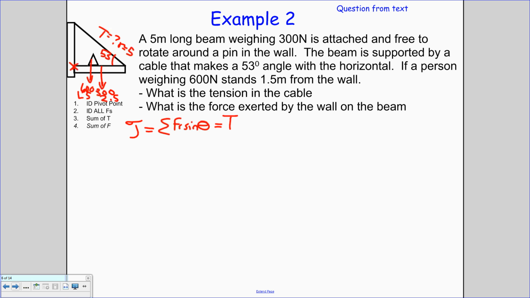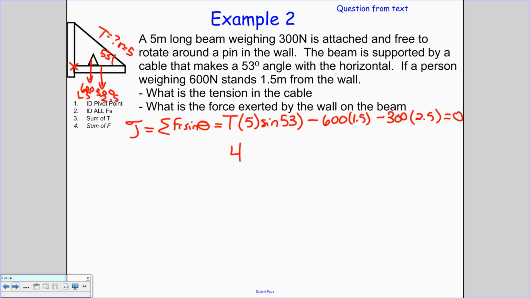So I've got tension with an R of 5 and then sine of 53. Now things going clockwise, I'm going to subtract, and then I have the 600 person with an R of 1.5 and no angle, or an angle of 90. And then I have the 300 beam with an R of 2.5, sine of 90, which is 1. Okay, so this beam is not rotating, which means that whole thing equals 0. And then we just start to solve.